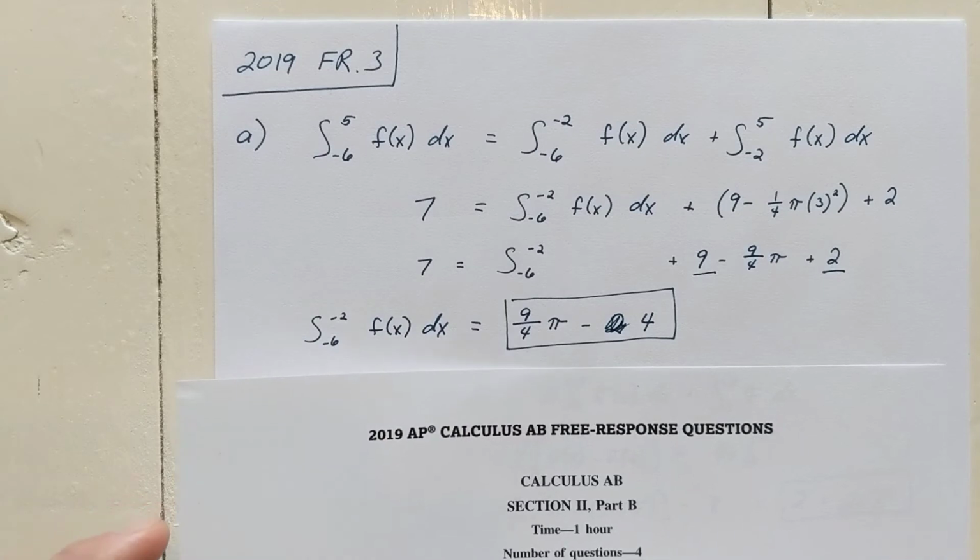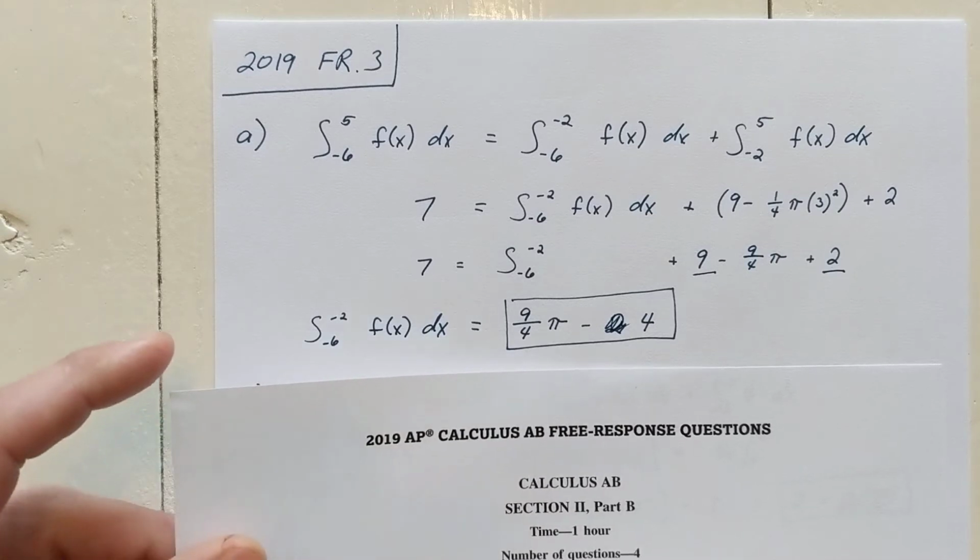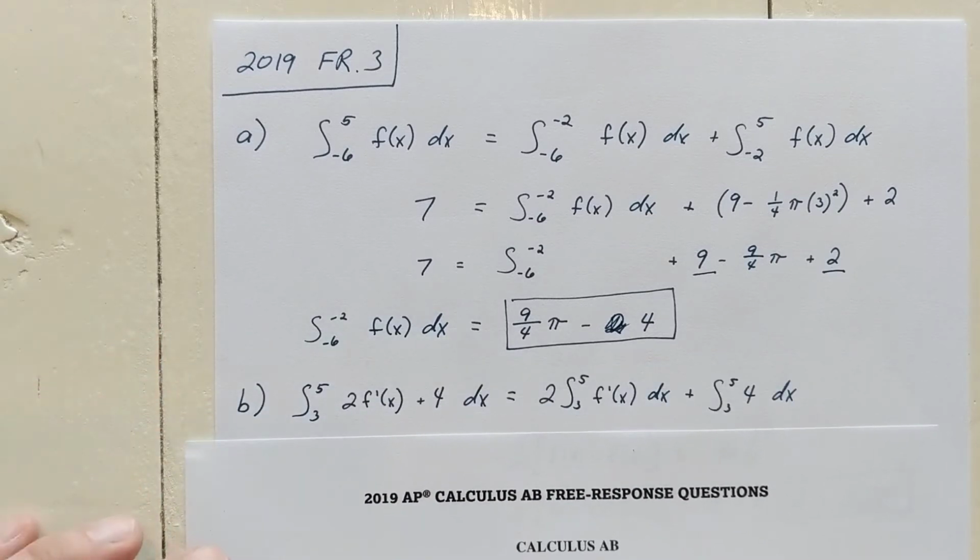Okay, the second question is asking us to evaluate a definite integral from 3 to 5 of 2f prime of x plus 4 dx. Being asked to evaluate this integral right here, we're going to apply some of those properties of definite integrals that we learned way back in the day early in chapter 5. We're going to do the sum property. The integral of this sum is the integral of the first term plus the integral of the second term.